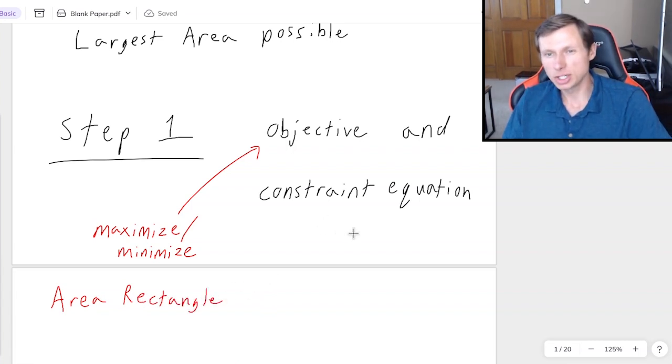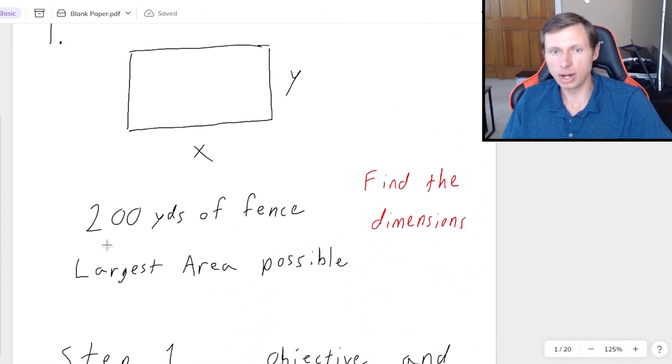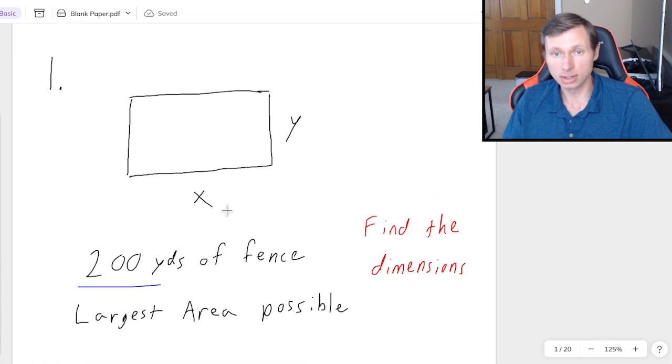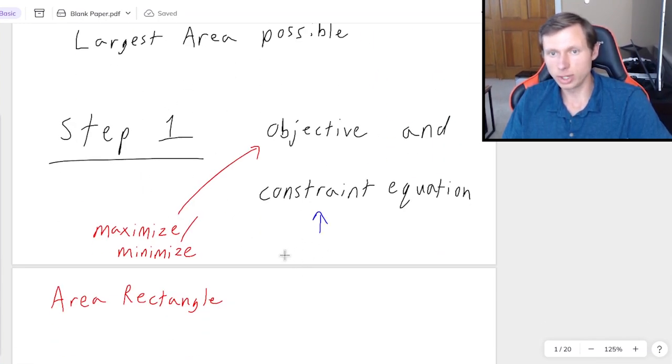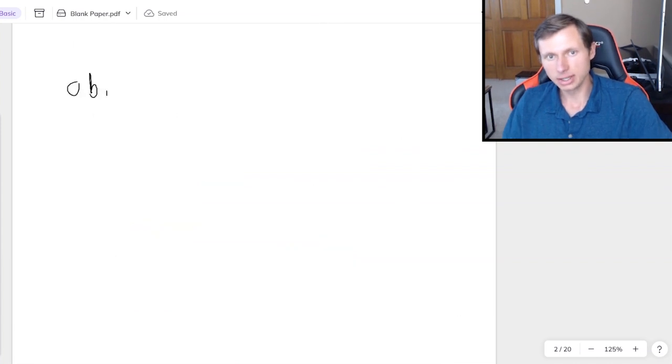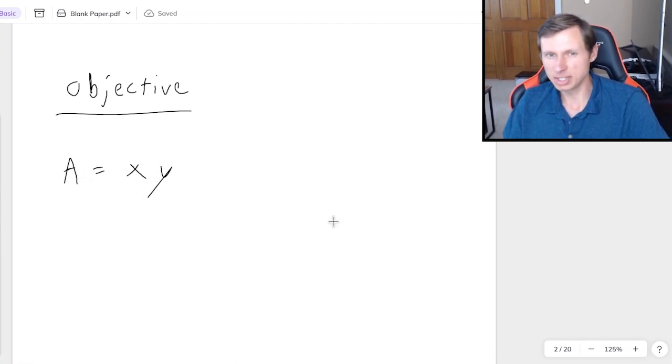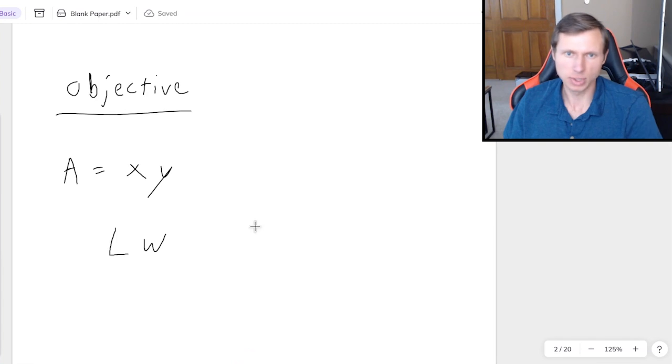And then the constraint equation is almost always the random number in the problem, in this case 200 yards, but really that 200 yards represents the perimeter of my fence. So the constraint equation is always just the number they give you, the constant, and in this case it's going to be the perimeter of a rectangle. So then in this case, my objective is going to be area equals X times Y. And I think this is obvious, but I'll say it anyway, because the formula for area of a rectangle is length times width. Length is X, width is Y. You can use those interchangeably.